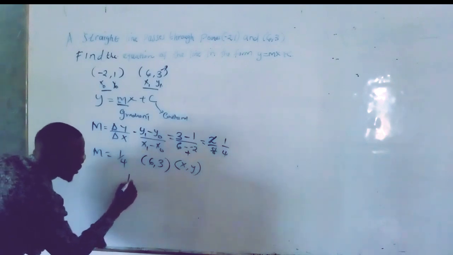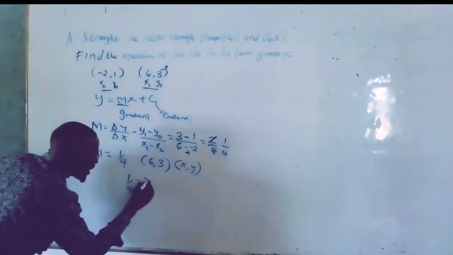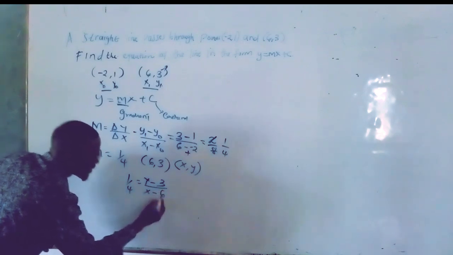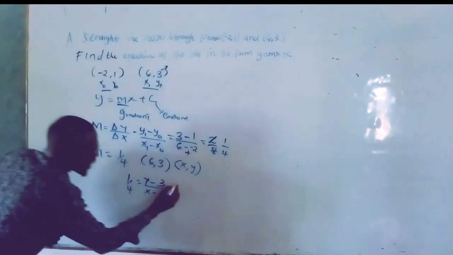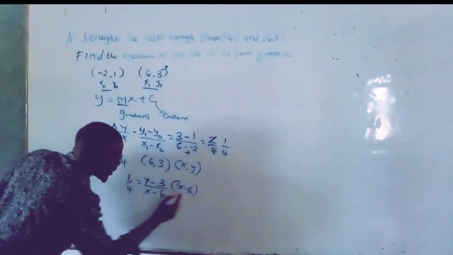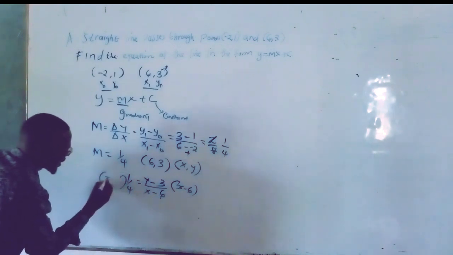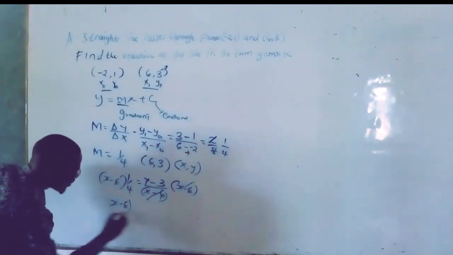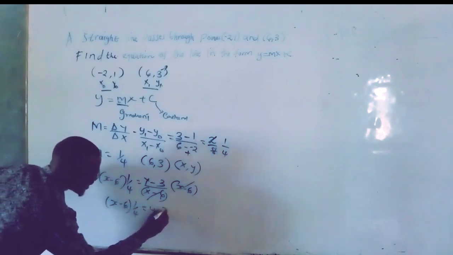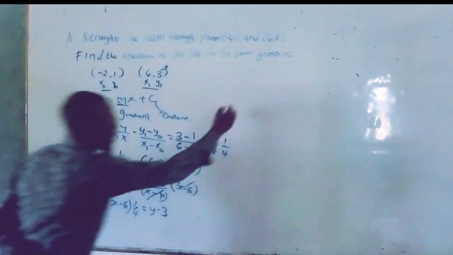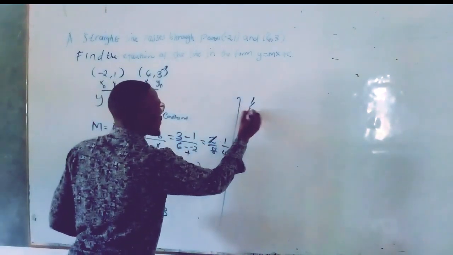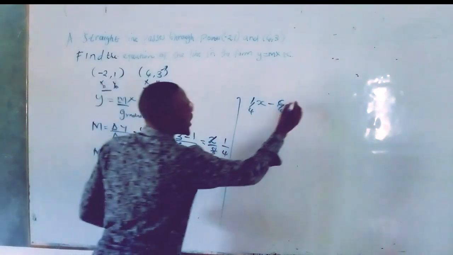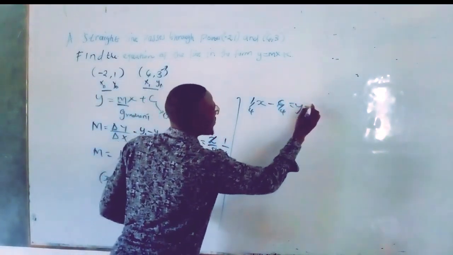So I take 1/4, which is the gradient, equal to the change in y, which is y minus 3, over x minus 6. I multiply both sides by (x minus 6) so that I can cancel this one with that one. So I'm having (x minus 6) into bracket a quarter should give me y minus 3. So I multiply here, and I'm going to have 1/4 x minus 6/4 equals y minus 3.